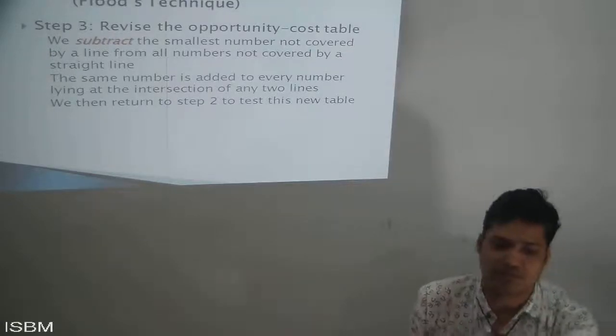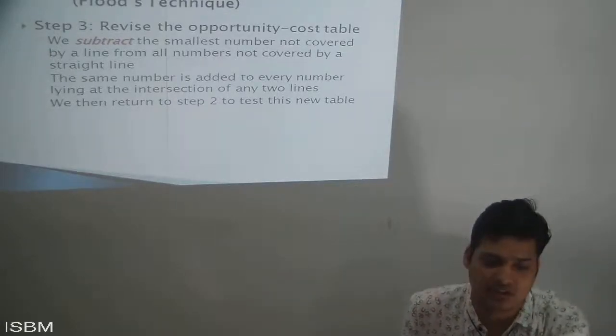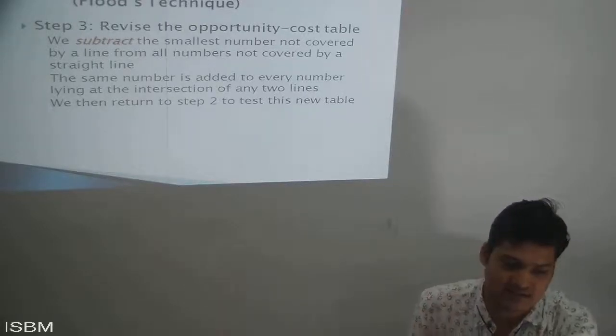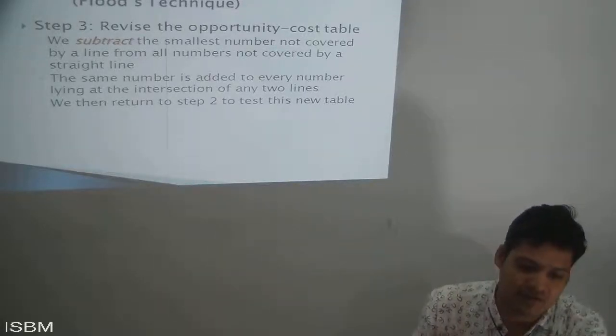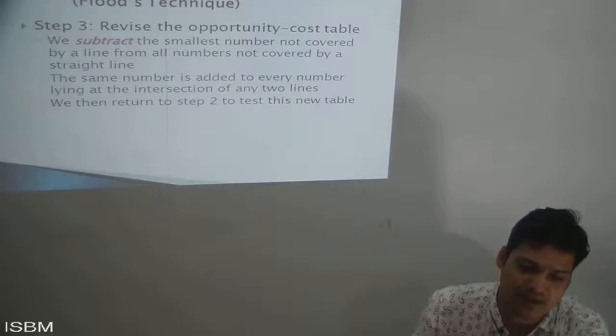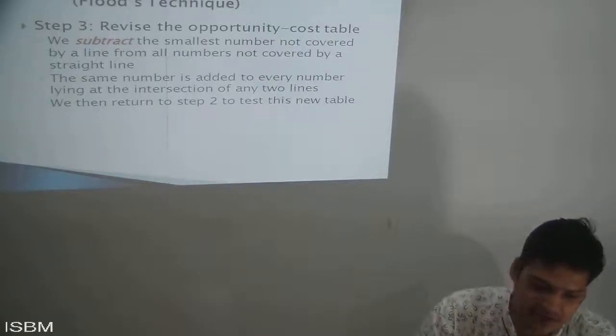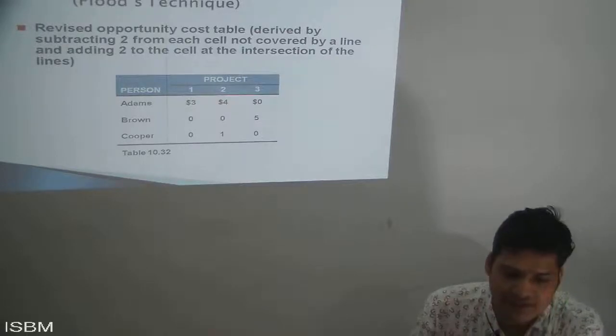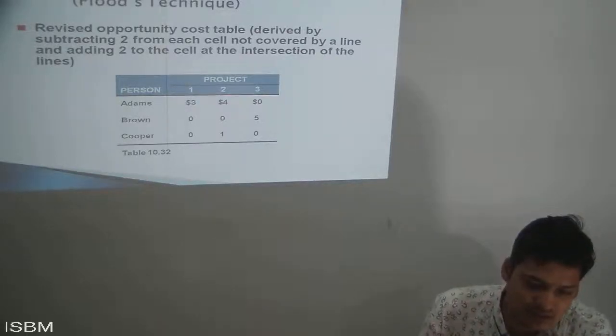Revise the opportunity cost table. We subtract the smallest number not covered by a straight line from all numbers not covered by the straight line. The same number is added to every number lying at the intersection of the 2 lines. Then we return to step 2 to test the new table. What they have done, we have seen over here.